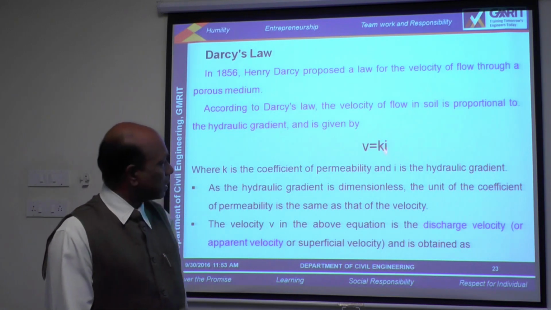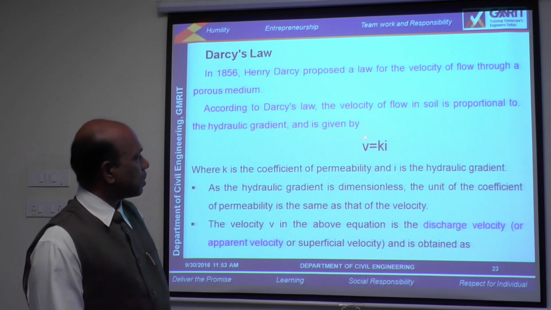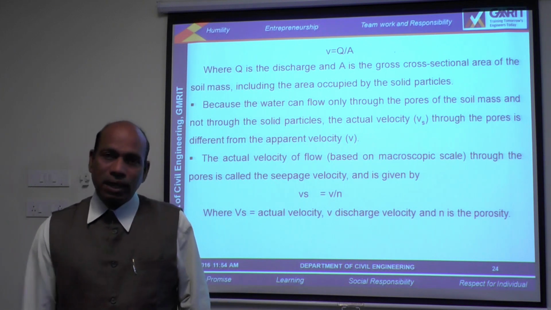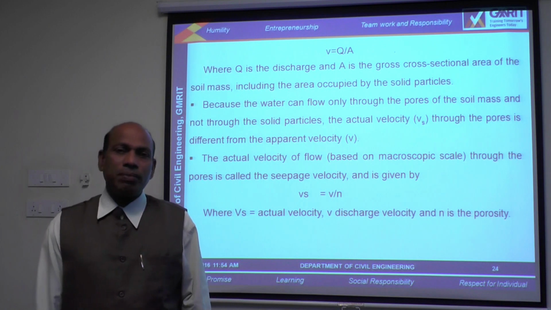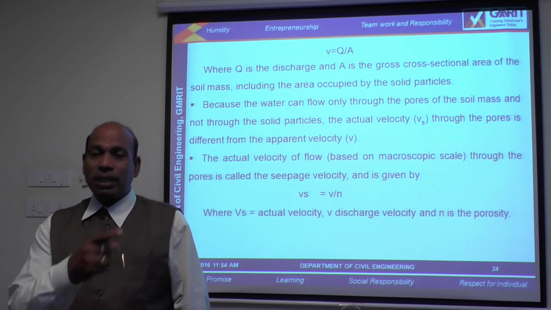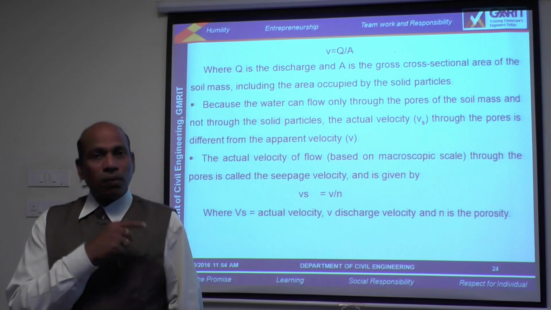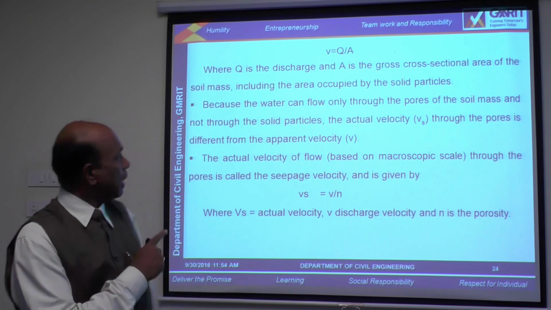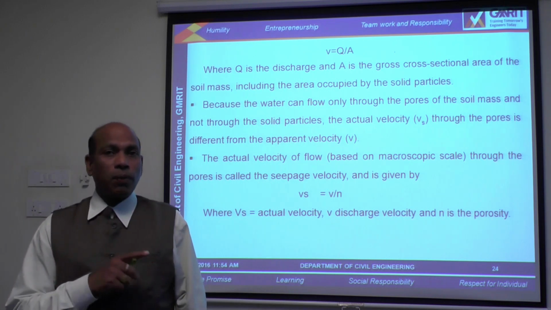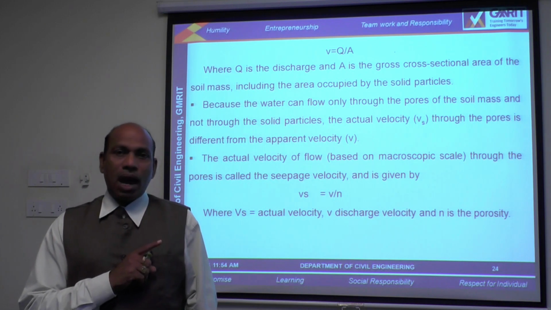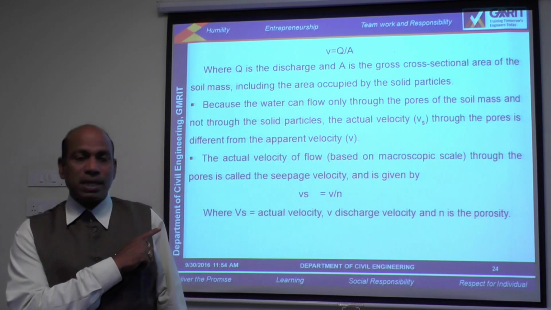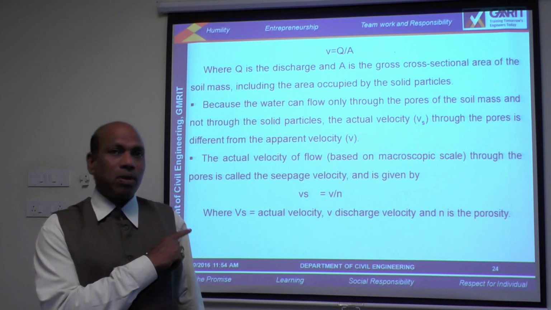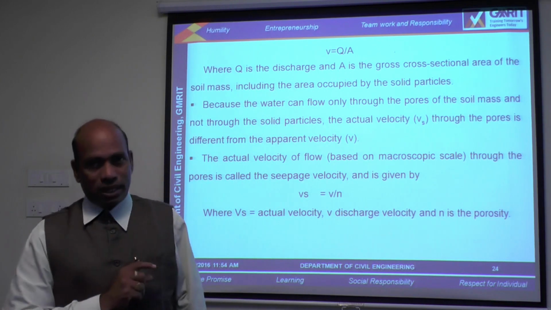Therefore, the units of coefficient of permeability are equal to the velocity units. And here this velocity is known as apparent velocity or discharge velocity. Why? Because velocity is equal to Q by A, the standard formula, where Q is the discharge from the aquifer and A is the gross cross-sectional area. Here the gross cross-sectional area includes a part of porous media and also a part of solids. The water can flow only through the porous media and not through the particles, so strictly speaking this is not the actual velocity. So the actual velocity is different from this apparent velocity.